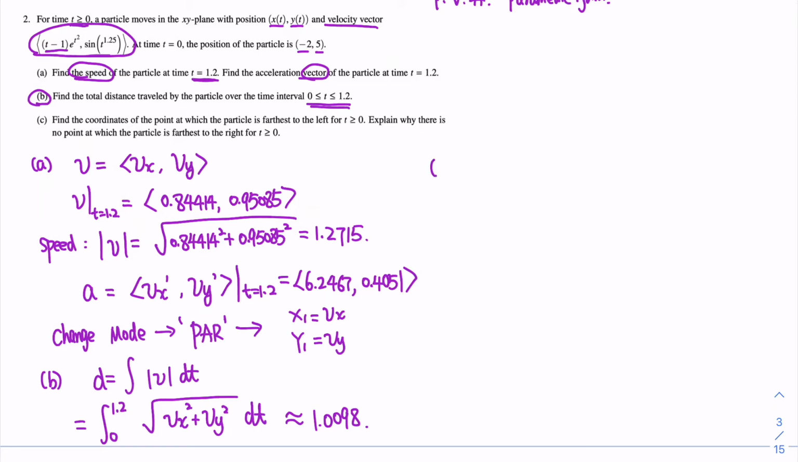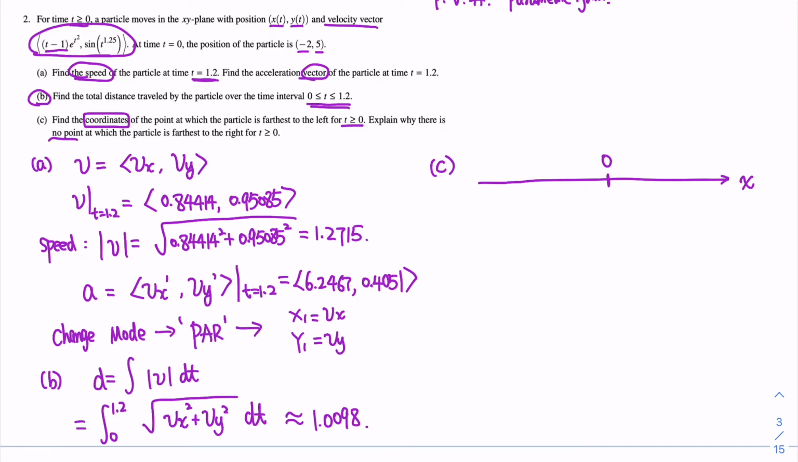Let's look at part C. Part C, find the coordinates, that means x and y values, of the point at which the particle is farthest to the left for t greater than 0, and explain why there's no point at which the particle is farthest to the right. So let's have a look at the motion of the particle. So this is the x-axis. We are going to study to the left and to the right. The y value in the y direction, we don't have to worry about. So this is at x equals 0.